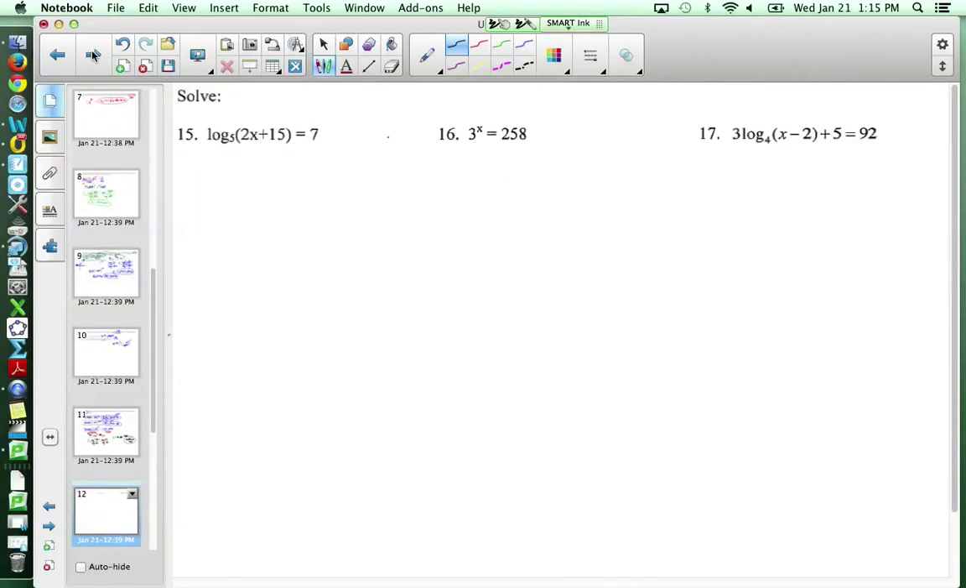Now we get into all the solving inverse pieces. So we start with log base 5 of 2x plus 15 equals 7. More often than not, when we have an equation with logarithms in them, we want to convert it to exponential form. So we want to take 5 raised to the 7th power, and we want that to equal 2x plus 15.